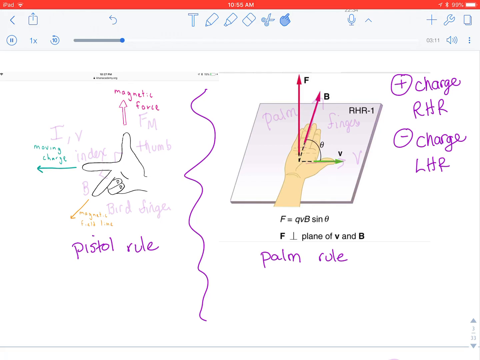Depending on your teacher that you had for magnetism last year, you may have learned the pistol rule or the palm rule. I'm going to take you through both of them just to explain. With the pistol rule, your magnetic force is going to be represented by your thumb. Sometimes when I'm doing problems like this, I just write F on my thumb. And your moving charge, which can be your current or your velocity, is represented by your index finger. So this is my thumb, this is my index finger, and my magnetic field lines, my B, represented by my middle finger.